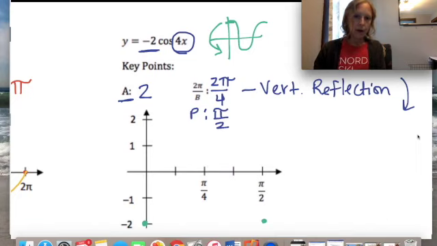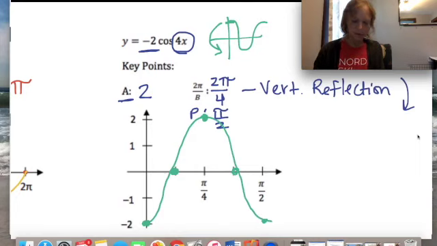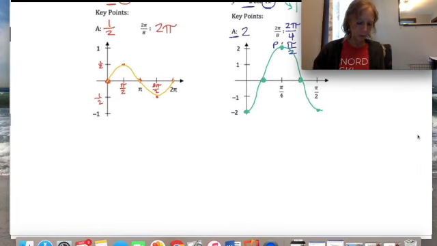Well, in the cosine graph, if I've got a minimum at the beginning and a minimum at the end, that means I'm going to have a maximum here in the middle. My middle value is pi over 4, so I'll have a maximum right here. And then I'm going to pass through the x-axis on my way. So now that I have my points labeled, I can go up, down, and back again. And that's a picture of my -2 cosine of 4x function. Let's try a couple more.